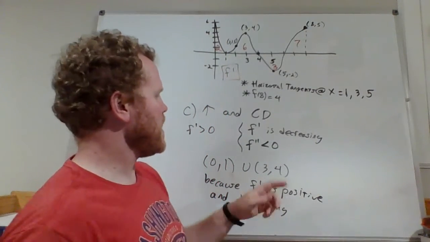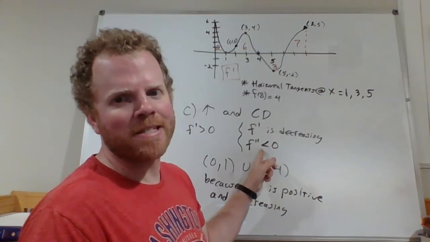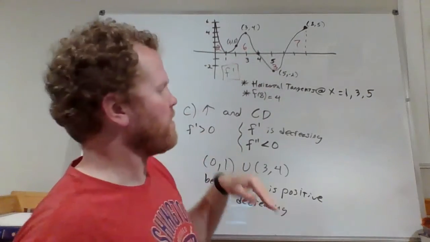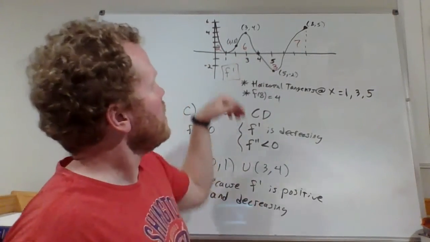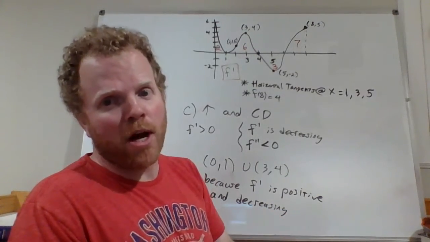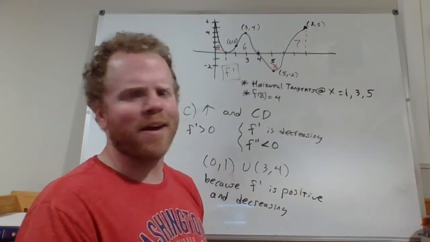You're going to want to say that f prime is positive and decreasing and not say that f double prime is negative. The only reason you know that the derivative of that graph, aka the second derivative, is going to be negative is because you can see this graph decreasing. So they didn't give you a graph of f double prime, so if you wrote f double prime as negative, they'd be like, why do you know that?